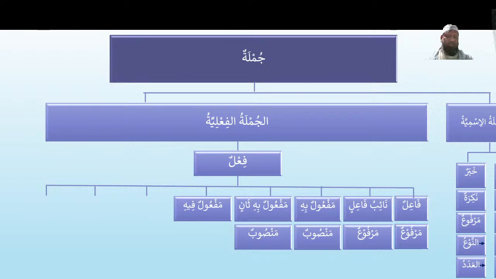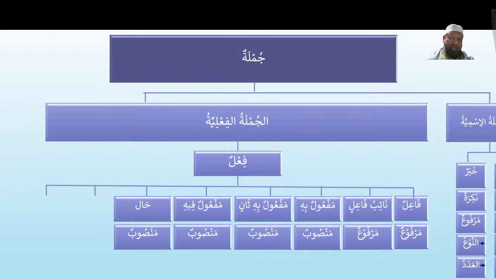Another slot we've learned is maf'ulun fihi. It is an ism that gives the meaning of time or place. It is called maf'ulun fihi. It is also mansub. Another slot we've learned is hal. The hal is always nakira and comes as mansub. We have other slots left, so we'll be adding them later on.